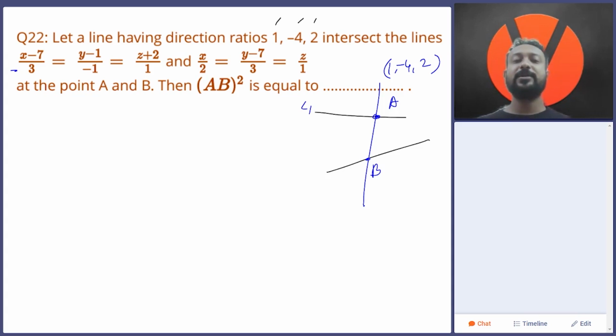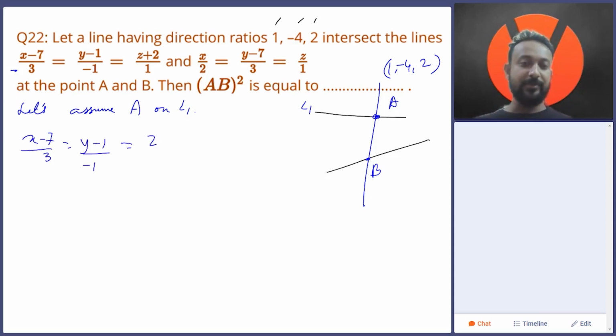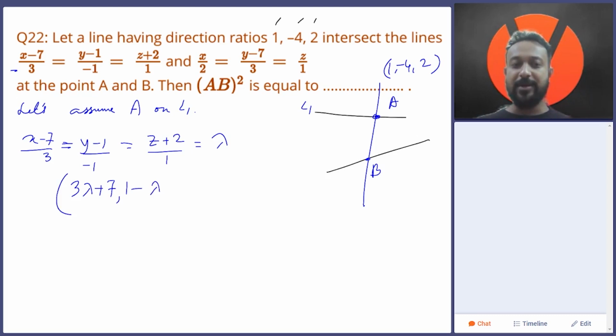Okay, fine. So sir, can I assume a point? Let's assume a point A on this line L1. Can we assume A on L1? Yes, why not? So you are getting x minus 7 by 3 is equal to y minus 1 by minus 1 is equal to z plus 2 by 1 is equal to lambda. So if you assume, sir, x comes out to be 3 lambda plus 7. Directly I'm writing the point because of lack of time. Let me write down fast. So 3 lambda plus 7, then we have 1 minus lambda, and then we have lambda minus 2. Correct, guys? Yes, sir.